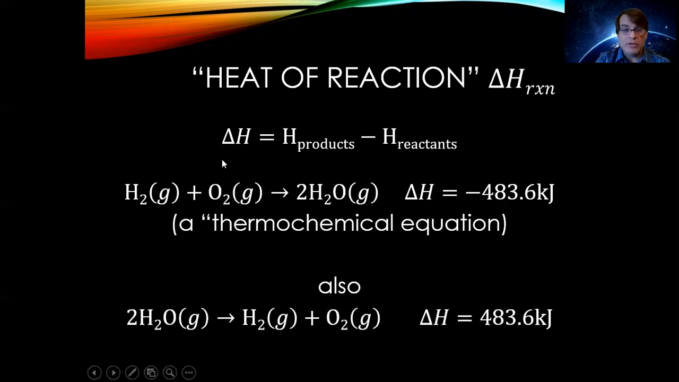Now, of course, it can go the other way too. We can take water vapor and break it down into hydrogen and oxygen. This is an exothermic reaction. It gives off, and you'll notice that it is equal and opposite. We needed to absorb 483.6 kilojoules of energy and heat for this to happen, whereas this reverse reaction is going to give off 483.6 kilojoules of heat. So you can see that it's equal and opposite when the reaction happens in reverse.